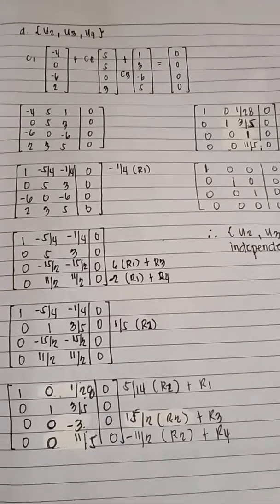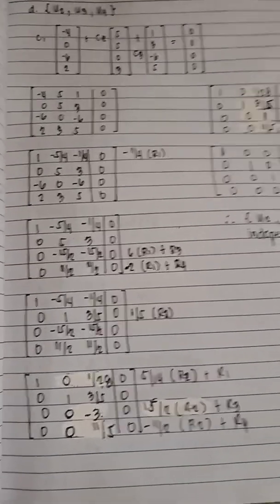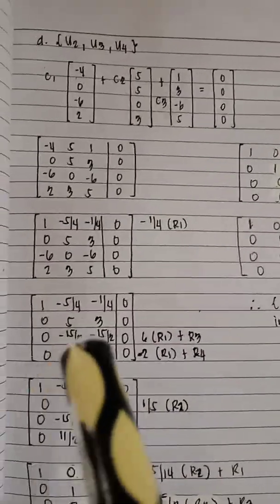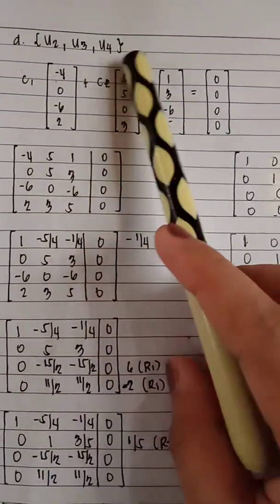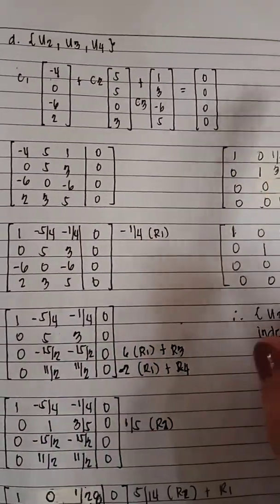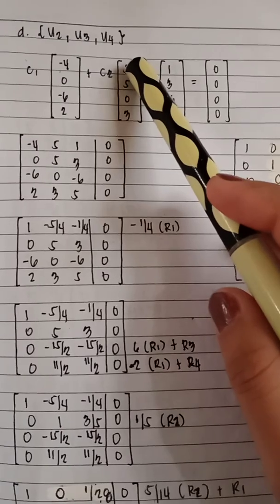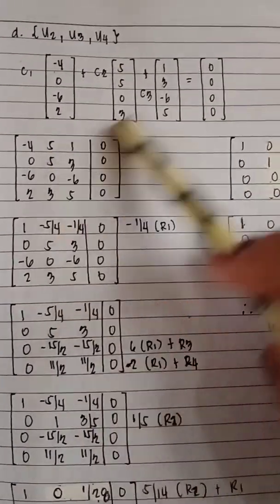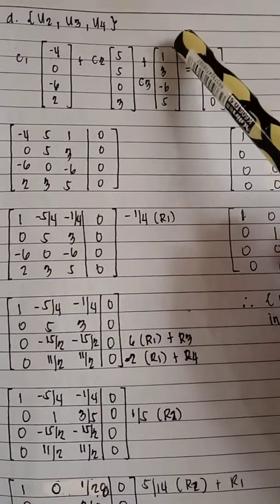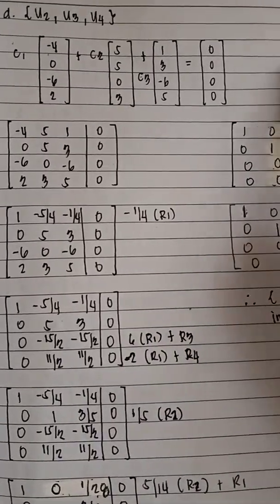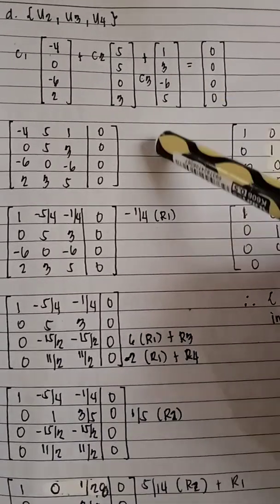So now, let's proceed to letter D. The set u sub 2, u sub 3, and u sub 4. So u sub 2 is negative 4, 0, negative 6. The u sub 3 is 5, 5, 0, 3. And u sub 4 is 1, 3, negative 6, 5.